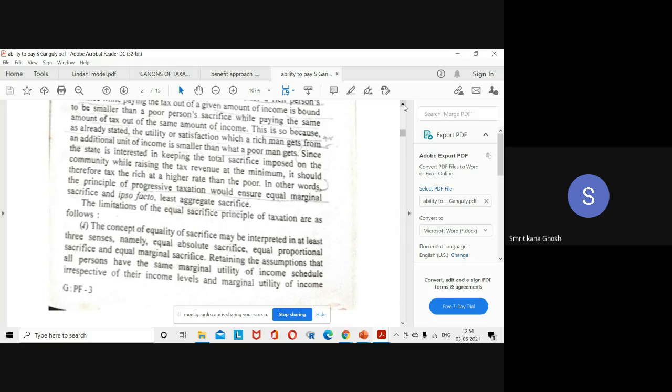So if this is not equal sacrifice, then what is equal sacrifice? In that case, it is said to be relative. In the relative sense, it should be equal. That means after paying the tax, the relative position of the rich and poor should be the same. So in that sense, there are two approaches: relative absolute sacrifice principle and relative marginal sacrifice. We are going to discuss them one by one.